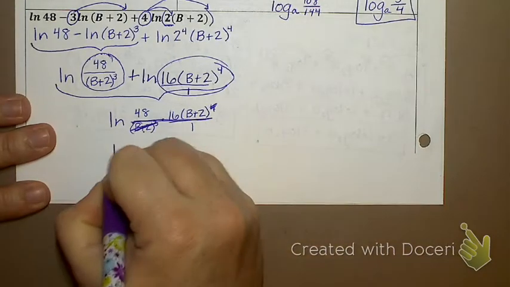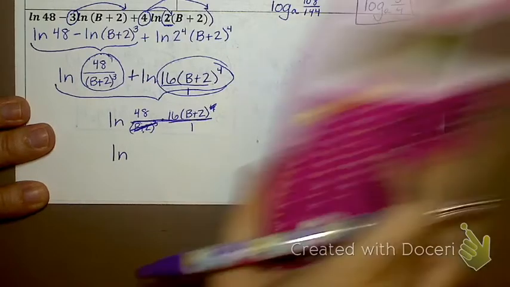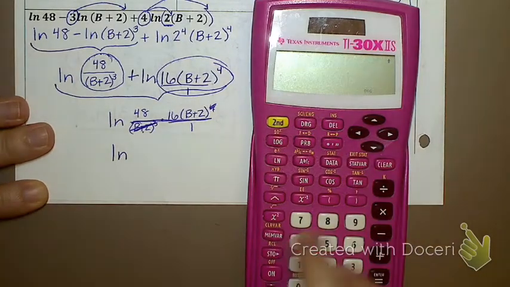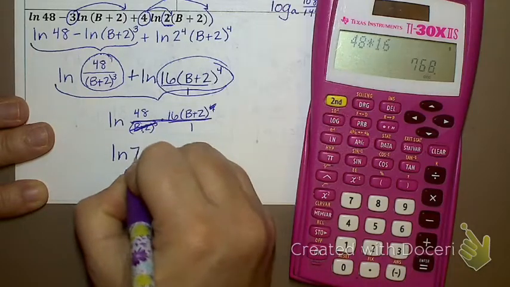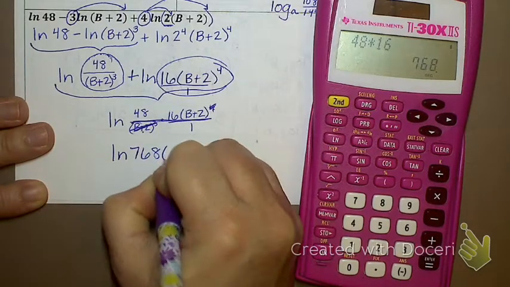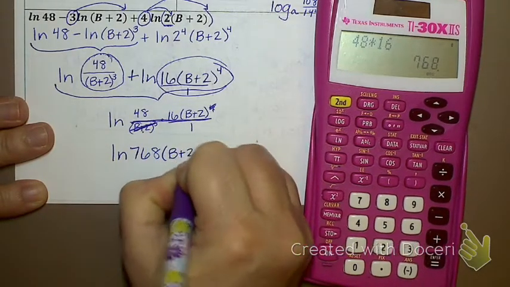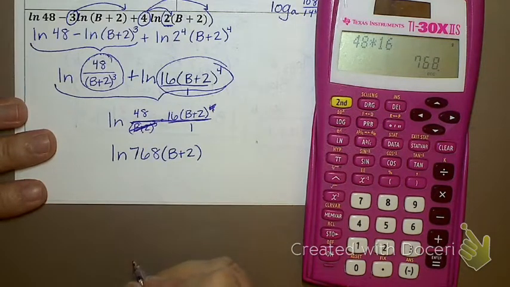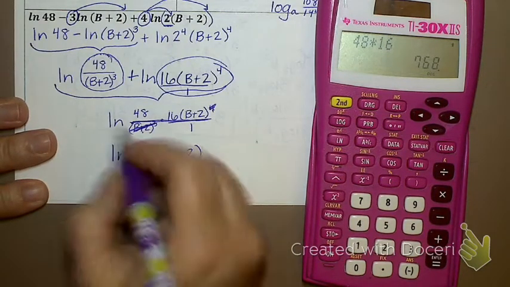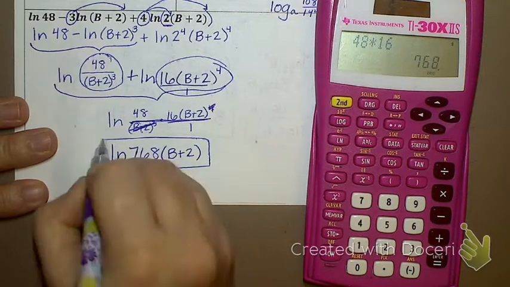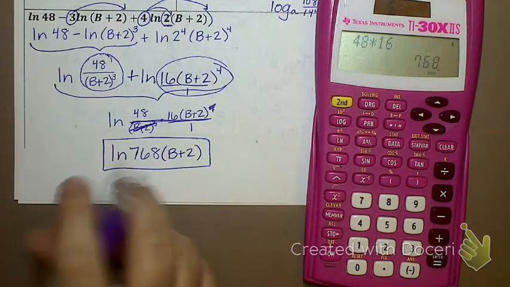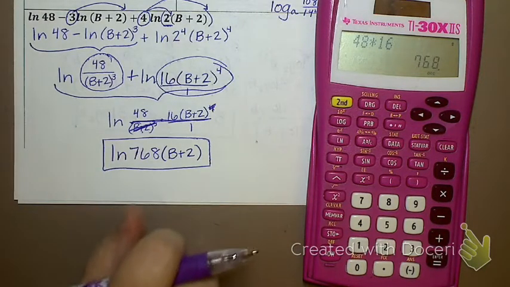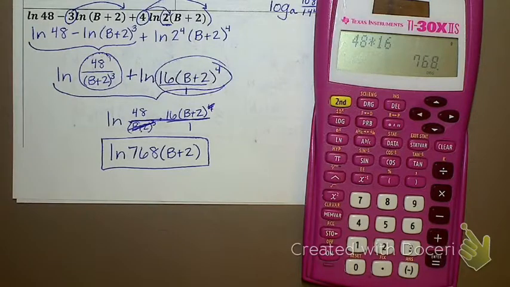So that's going to leave me with the natural log of 48 times 16 is 768 times b plus 2, and I don't need a denominator, do I? Because it's just 1. Don't worry about distributing anything. Just leave your answer like that. Does that make sense? Kind of crazy?